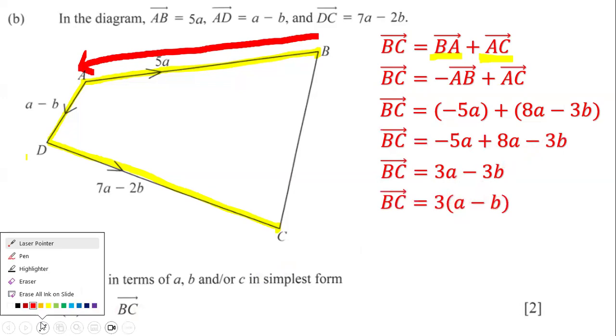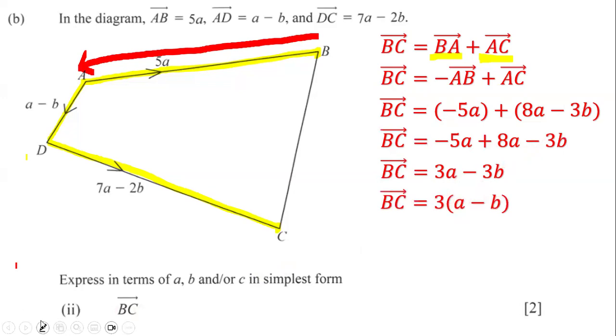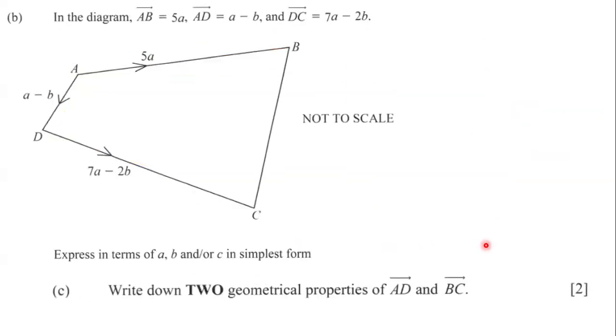And that makes sense because if we take this 3 and multiply it by a, we get 3a. And if we take this 3 and multiply it by negative b, we get negative 3b. And so this answer is our answer to this question in factored form. Okay, so let's move on to the next part of this question.